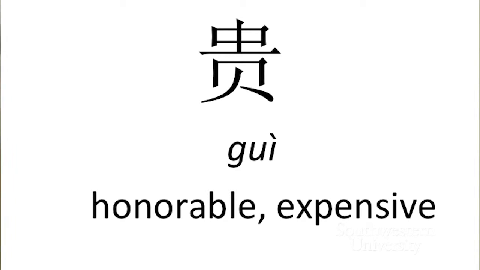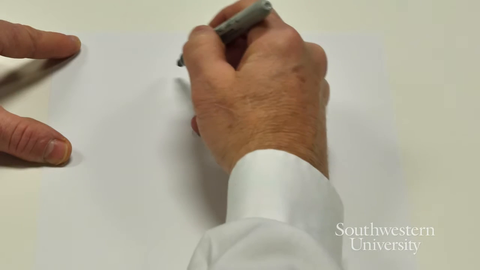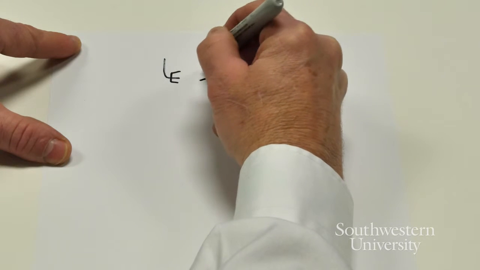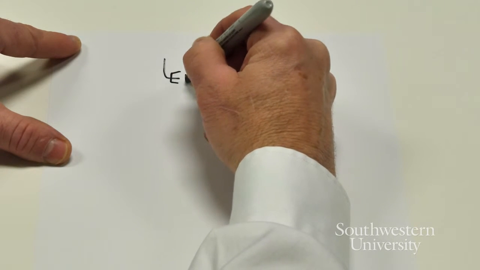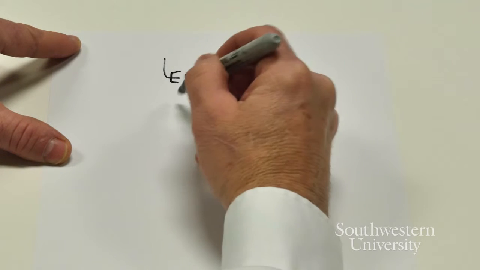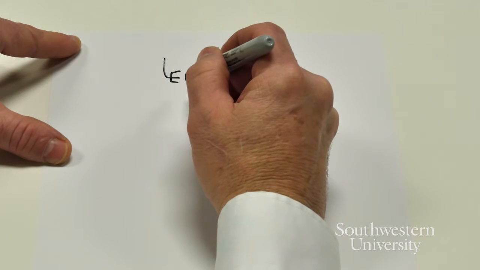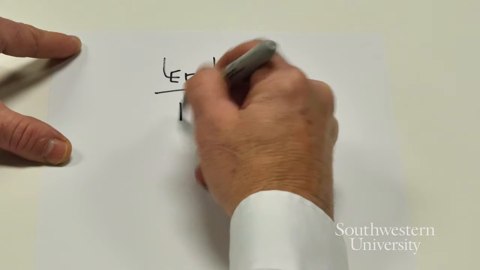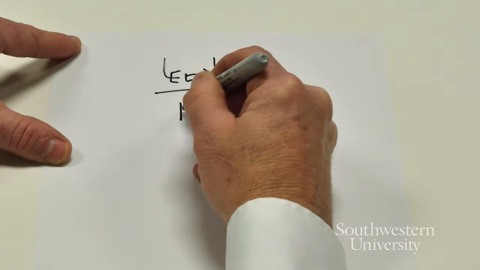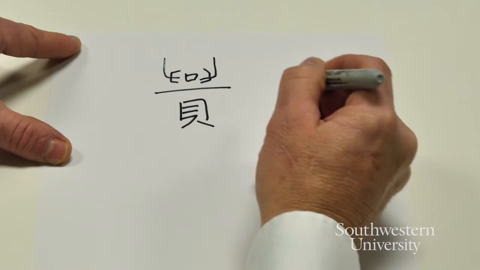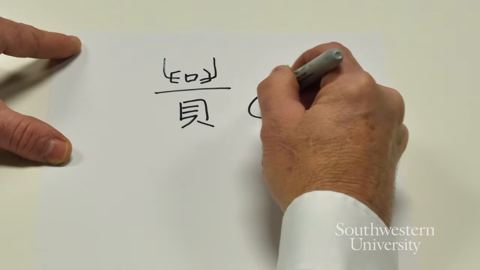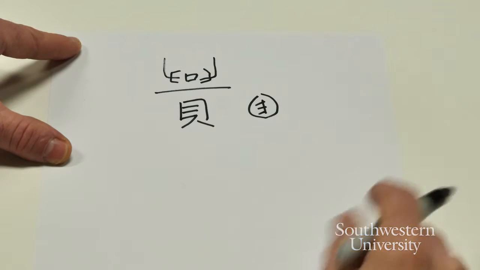The next character, guì, means honorable or expensive. The guess is on this one that it originally depicted something like this, two hands burying something. We'll just do this, something in the earth. Here's the earth. The bottom part, in traditional characters, is written like this, bèi, which means cowrie shell, and anciently was just a depiction of a cowrie shell, like that.